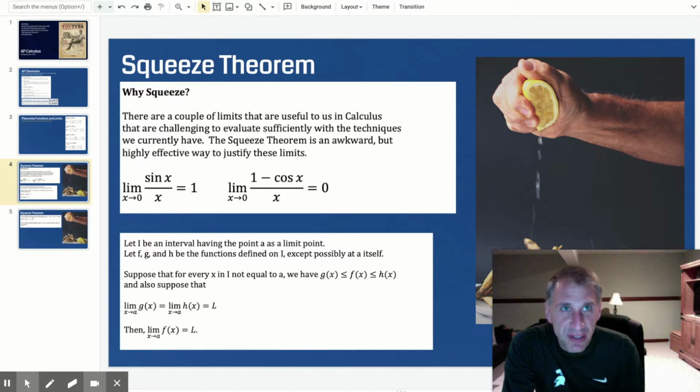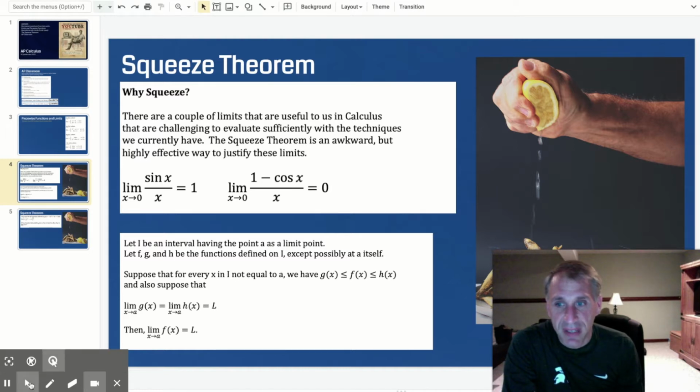And so the trick then would be to find two functions that bound the function that you're concerned about on either side, and then they also meet at a particular point. So there's a lot that has to happen in order to make this work. So we're going to take a look at what this looks like for sine of x over x and 1 minus cosine of x over x.